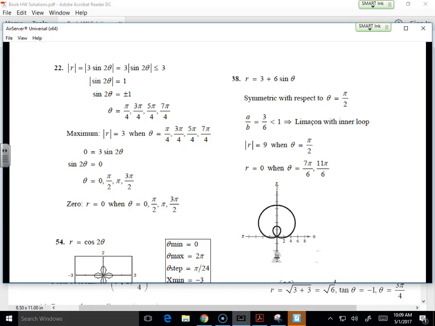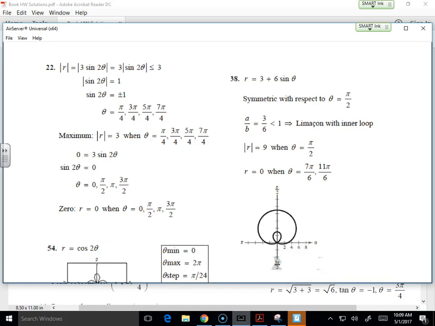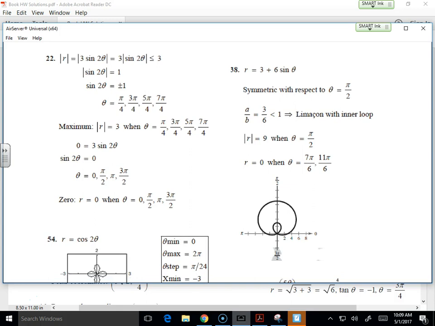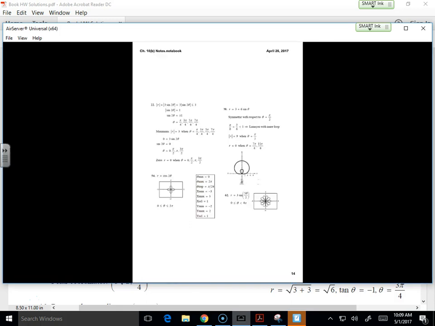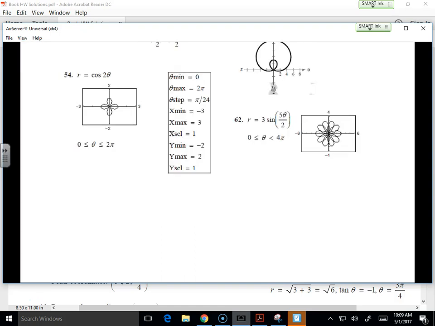Can't trade 54 and trade down 38. Is anyone still working on 38? I think these are the last two. 54 and 62. I went ahead for sake of illustration, just in case.